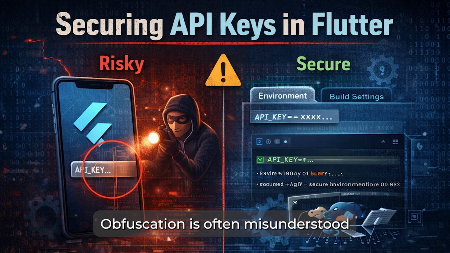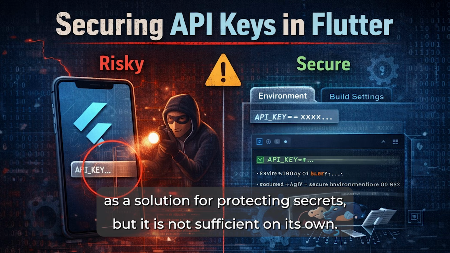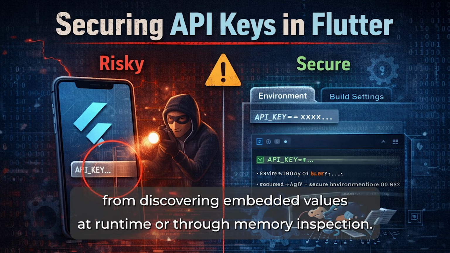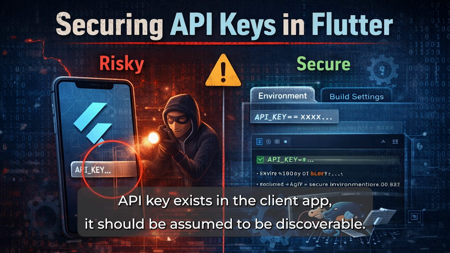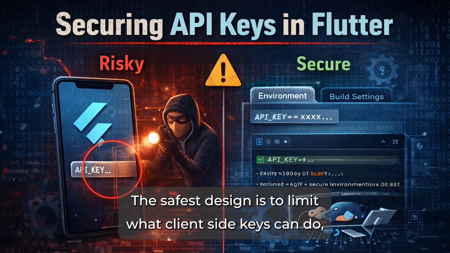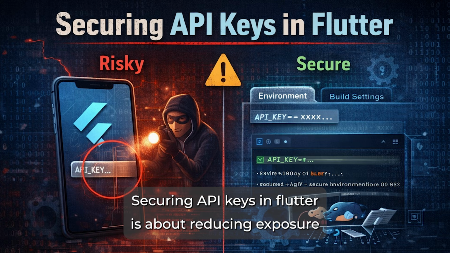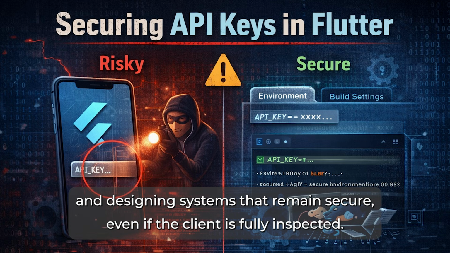Obfuscation is often misunderstood as a solution for protecting secrets, but it is not sufficient on its own. While obfuscation makes reverse engineering more difficult, it does not prevent attackers from discovering embedded values at runtime or through memory inspection. If an API key exists in the client app, it should be assumed to be discoverable. The safest design is to limit what client-side keys can do and move sensitive operations to a trusted backend. Securing API keys in Flutter is about reducing exposure and designing systems that remain secure even if the client is fully inspected.